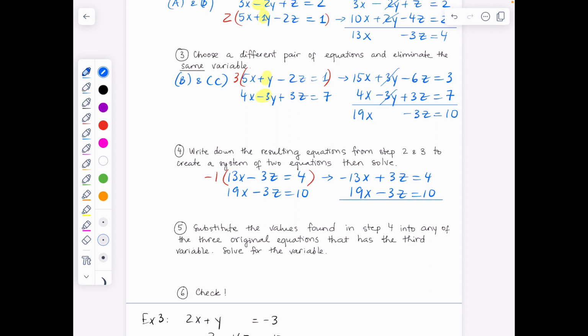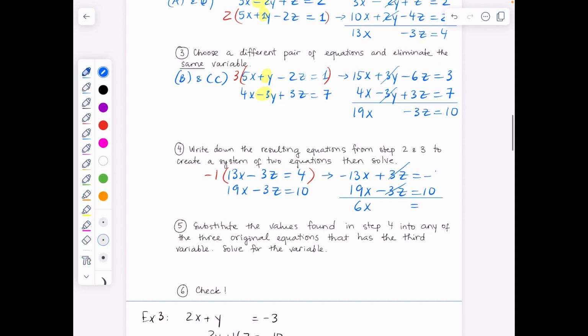So 3z minus 3z, that should cancel. Negative 13x plus 19x will give you 6x. This should be negative 4. So we have negative 4 plus 10. That should give us 6. Then we divide both sides by 6. So we get x is equal to 1. All right, we found the variable x.